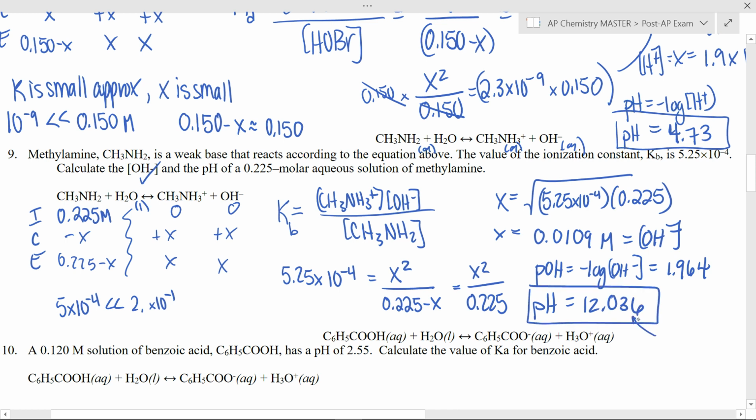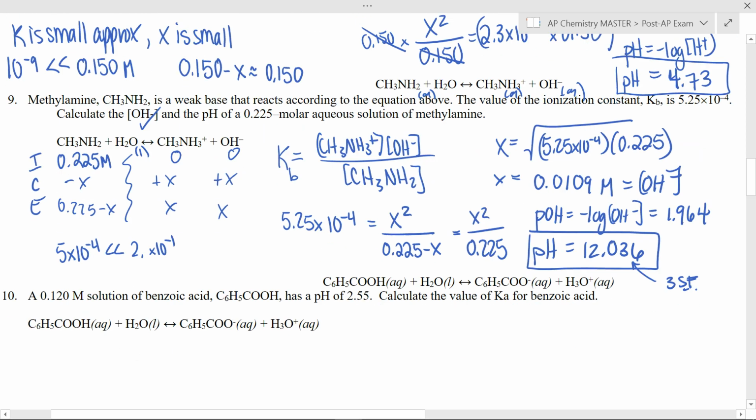Again, the reason why I'm writing it this way is because this answer would have 3 sig figs, because when you're doing logs, it's the digits to the right of the decimal that are counted as sig figs. So there you go. That's the pH of my base.